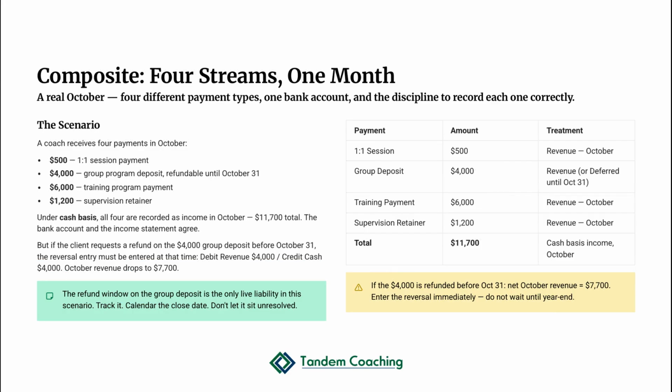Let me put 4 streams through 1 month so the discipline lands as a pattern rather than a rule. A coach in October collects a $500 single session, a $4,000 group program deposit that's refundable until October 31st, a $6,000 training payment, and a $1,200 supervision retainer. Cash basis, all 4 are income in October, on the days they arrived. If she refunds the $4,000 on October 28th because the program didn't fill, she enters the reversal on October 28th. Debit revenue $4,000, credit cash $4,000. October revenue net of the reversal is the right number, and there's no January cleanup waiting.